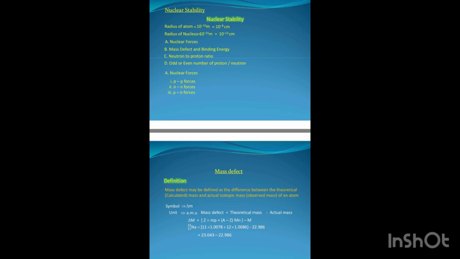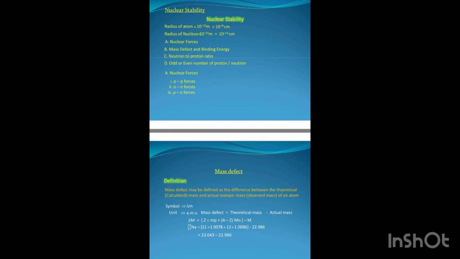Nuclear stability. Radius of an atom is 10 raised to minus 10 m, equal to 10 raised to minus 8 cm. Radius of nucleus is 10 raised to minus 15 meter, equal to 10 raised to minus 13 centimeter. Factors: A, nuclear force. B, mass defect and binding energy. C, neutron to proton ratio. D, odd or even number of protons and neutrons.